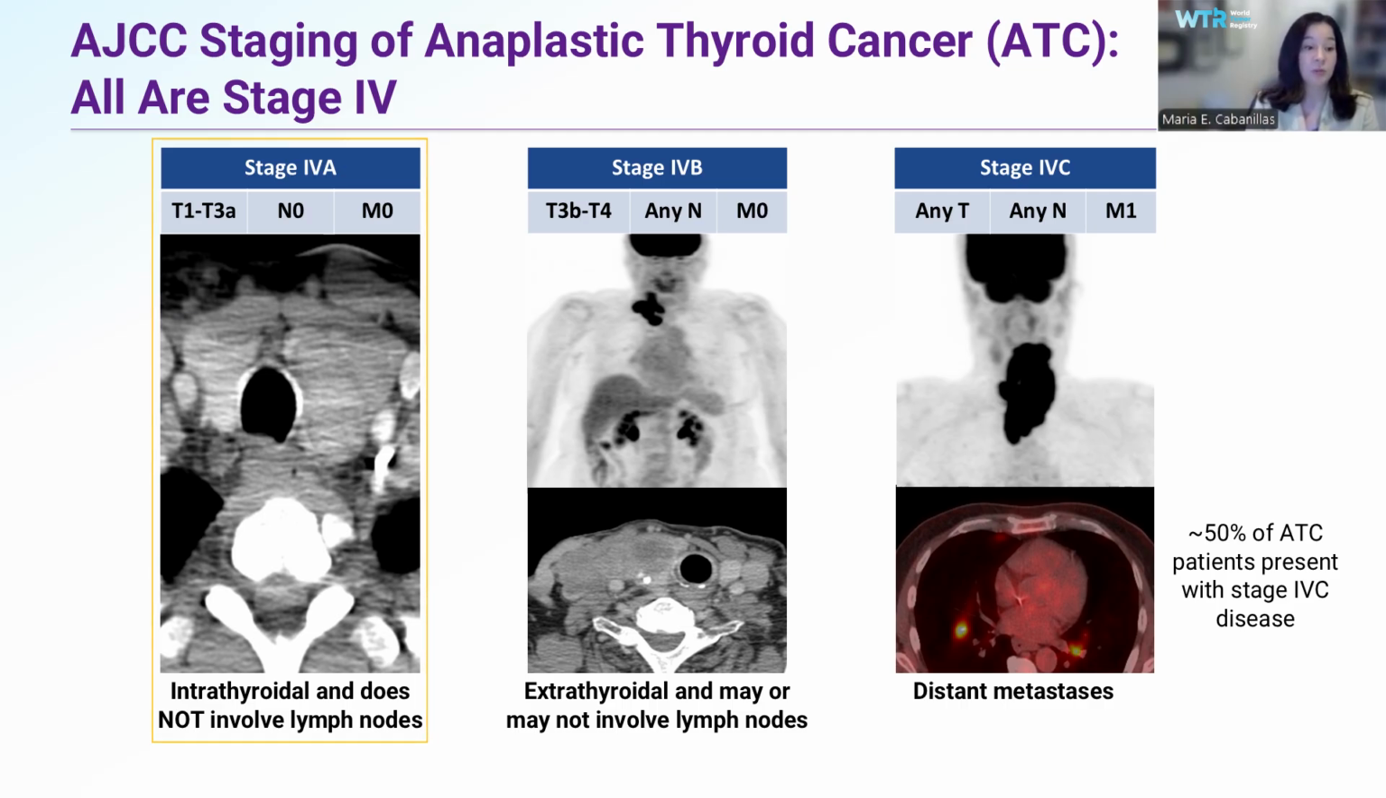Stage 4A patients are patients that have intrathyroidal disease, and usually these are resectable. They can be removed. Stage 4B patients have extrathyroidal disease, or they have lymph nodes that are involved. And then stage 4C patients have disease that has spread and developed metastatic disease, and that's about half of our patients when they present. Now, it's important to understand the stage because this will dictate what the treatment will be.